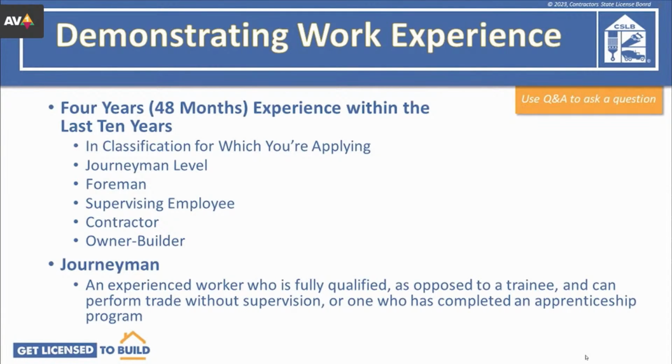Remember, the license qualifier needs 4 years or 48 months of experience within the past 10 years in the classification for which you're applying. The experience must be no less than a journeyman level or as a foreman, supervising employee, contractor, or owner builder. A journeyman is defined as an experienced worker who is fully qualified, as opposed to a trainee, who can perform the trade without supervision or one who's completed an apprenticeship program.